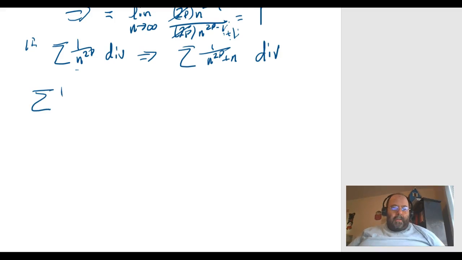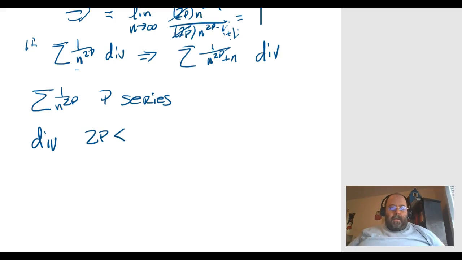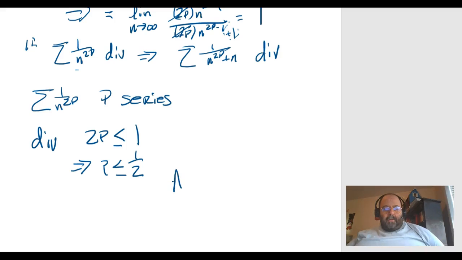So this is a p-series, and it will diverge when 2p is less than or equal to 1. So that's going to diverge when p is less than or equal to 1/2, which is what we're looking for here. So that should answer the problem. I believe that's answer A to the problem.